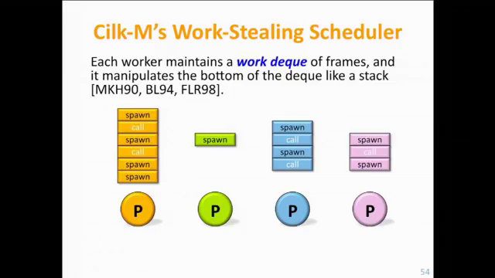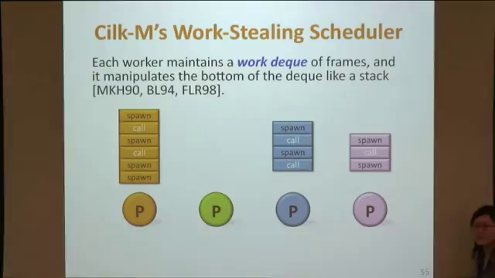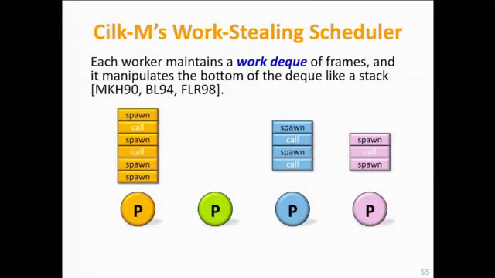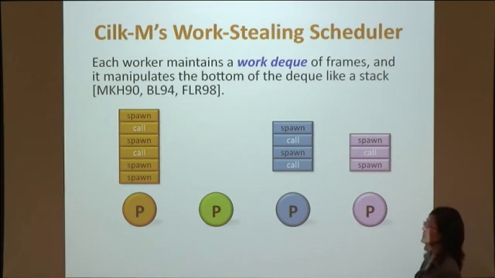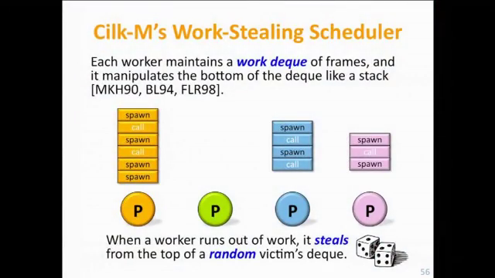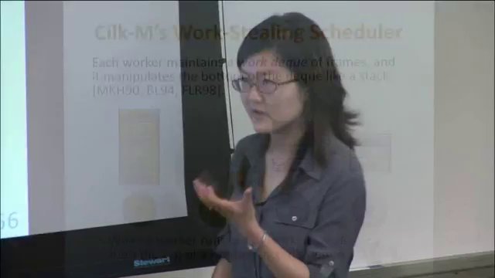On the other hand, if a worker does a return, it pops the frame off the bottom of its deck. So as you can see, for the most part, the worker's behavior operating on the deck is just like a linear stack. However, the worker's behavior diverges when a worker runs out of work to do. So in this case, the green worker has run out of work to do, so it randomly chooses a victim and steals from the top of the victim's stack.